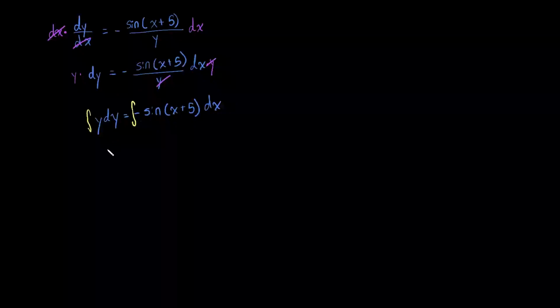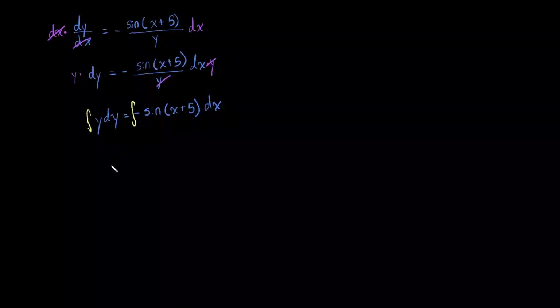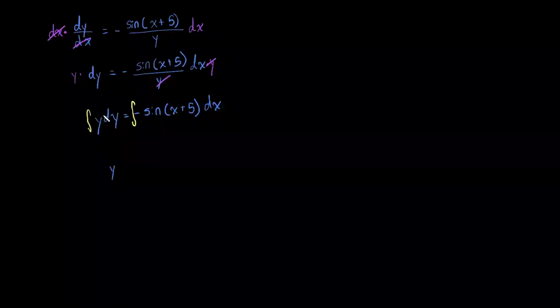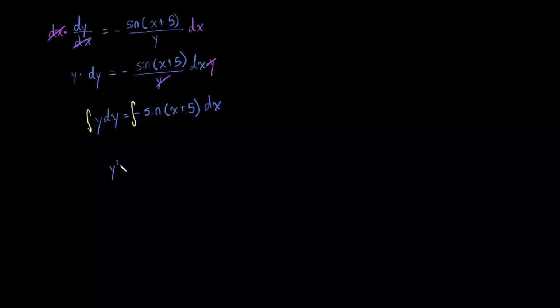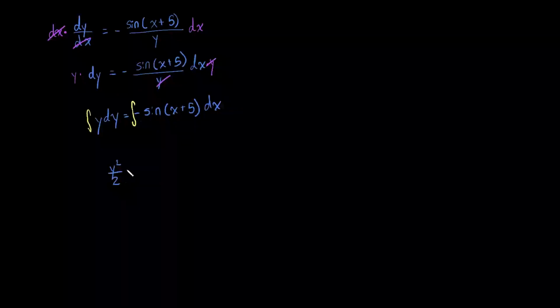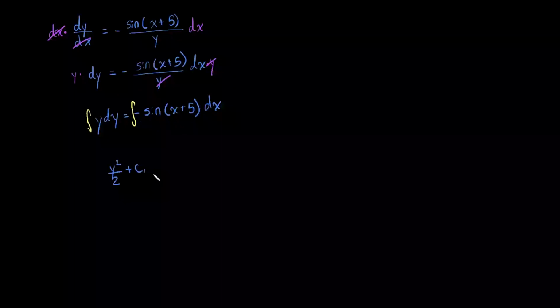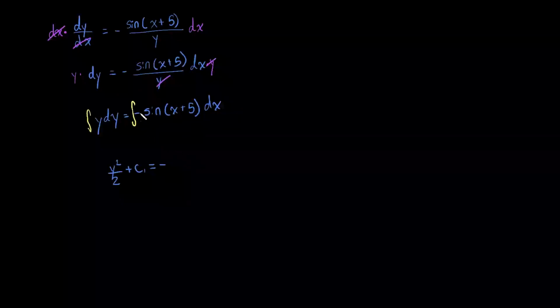So if we integrate y, well, what do we get? We're going to add 1 to the power. So our power is 1. So we're going to add 1 to the power and divide by our new power, which is 2. And add our constant c. From here, we're going to integrate the right-hand side. Well, we can take this constant out, right? So we have a negative right here. But once we take that constant, we're left with sine of x plus 5.